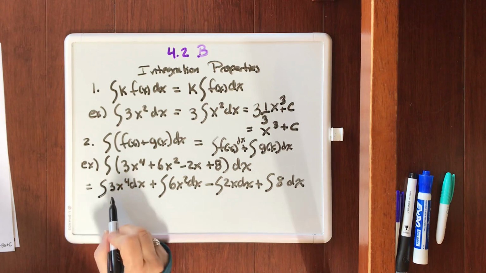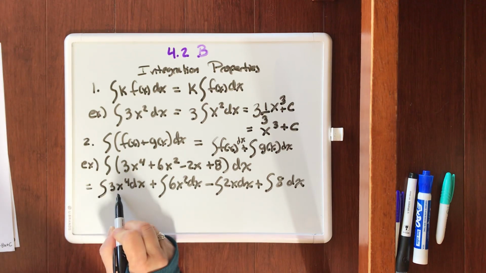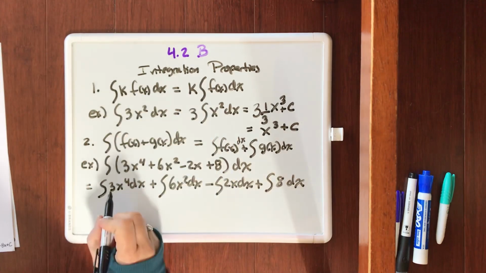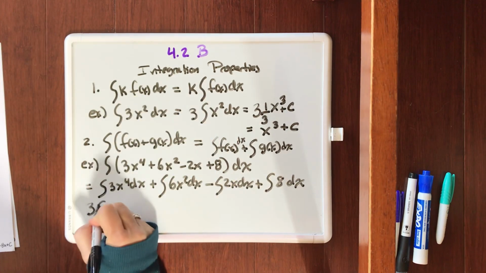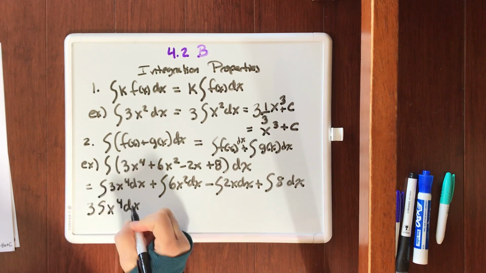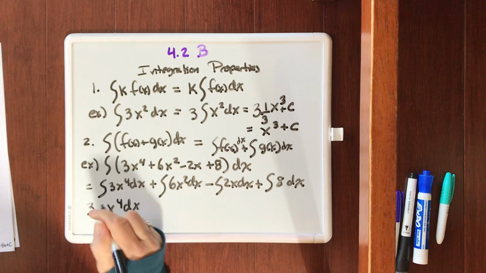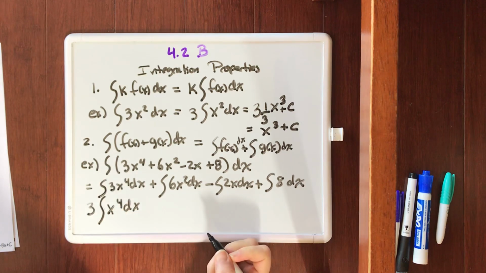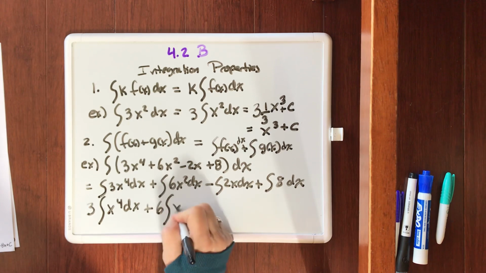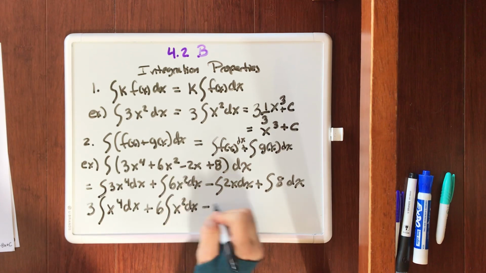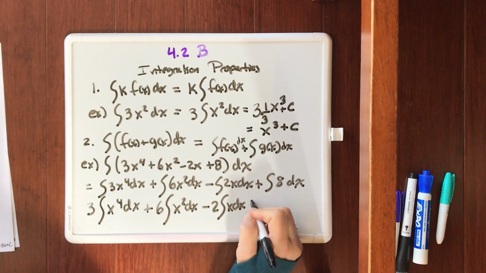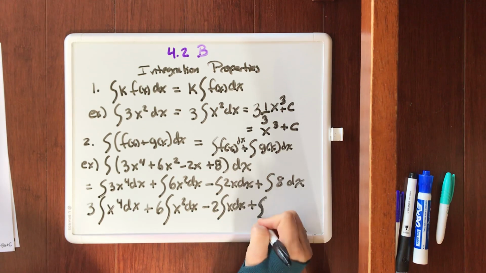Okay, so now from here we're going to use the same property as we did over here. We have constants, we can bring them out. So I'm going to bring this constant out. Integration of x to the 4th dx. Make sure this looks like an integral. Okay. Bring this 6 out because it's a constant. Bring this 2 out. And then that 8 will just stay there.